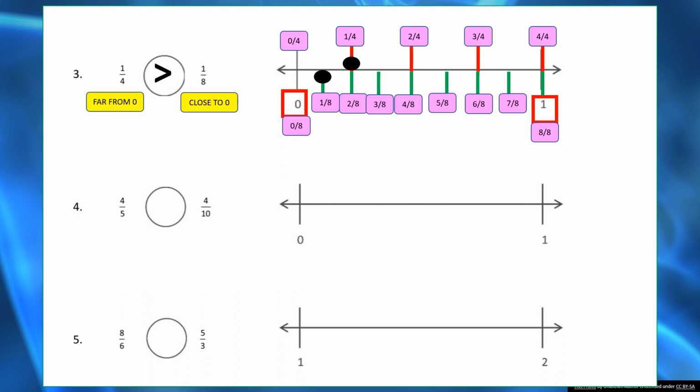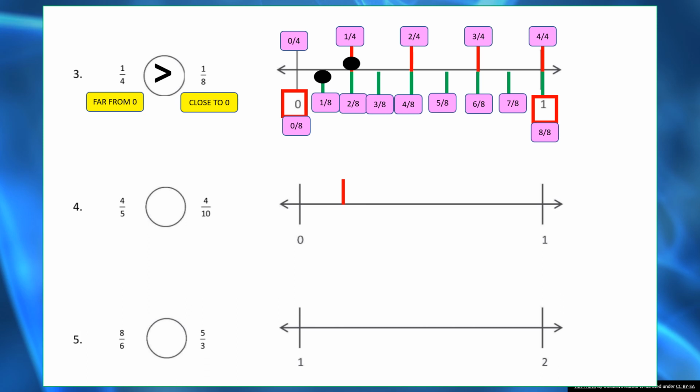All right, let's move on to number 4. For number 4, we're comparing 4/5 and 4/10. So we're going to do the same thing. We're going to partition the top of our number line into fifths and the bottom of our number line into tenths. So we need 5 lines to partition the top into fifths. So let's go ahead and place our 5 lines on the top of our number line.